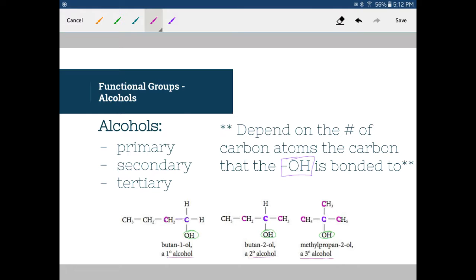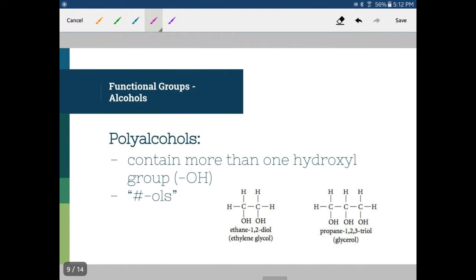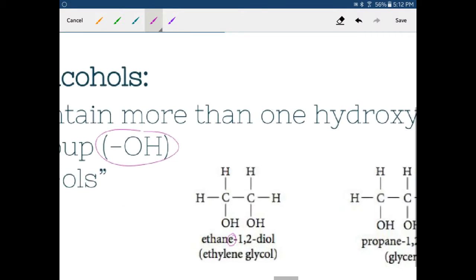Okay, we're not quite through with alcohols. There's something else that we need to take a look at, and it is called polyalcohols. This is when we have more than one hydroxyl group involved in our alcohol. What you'll notice is the naming is a little bit different. We are actually able to include our E, and this is just based on the English language.